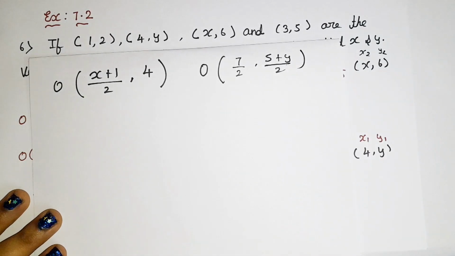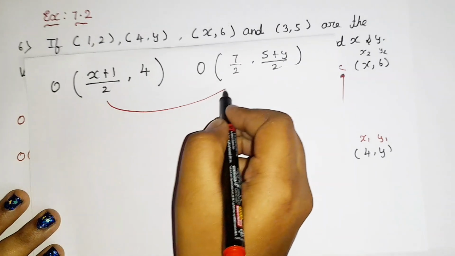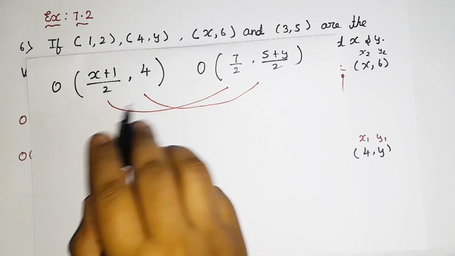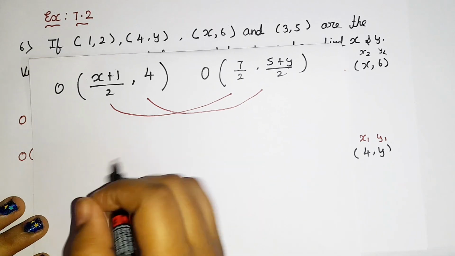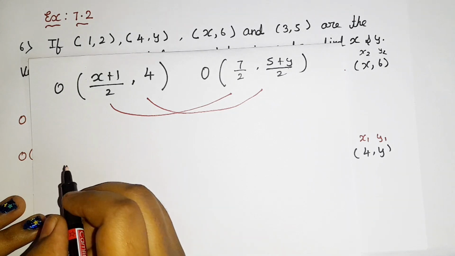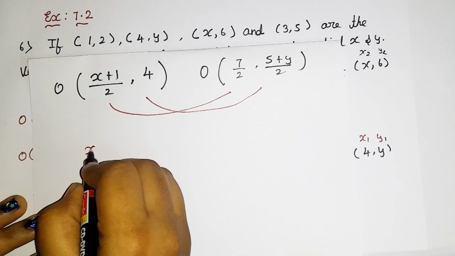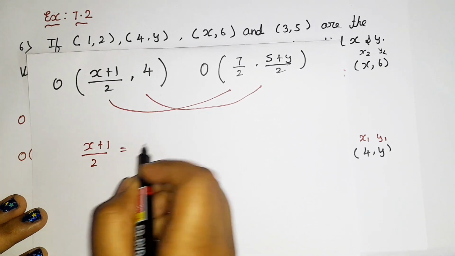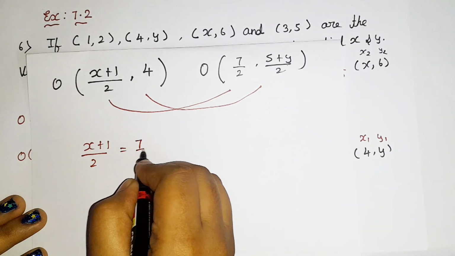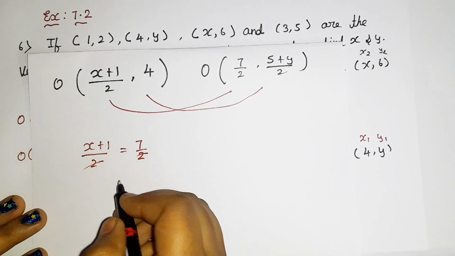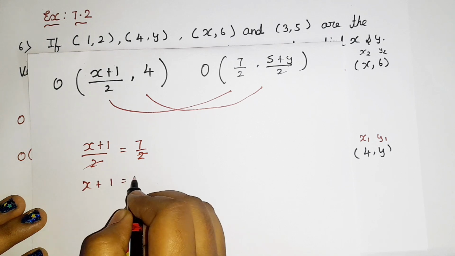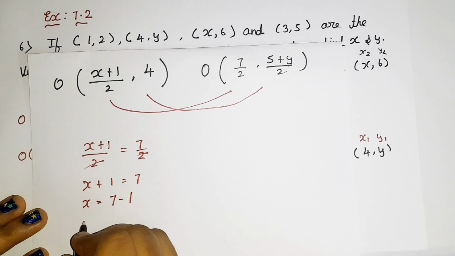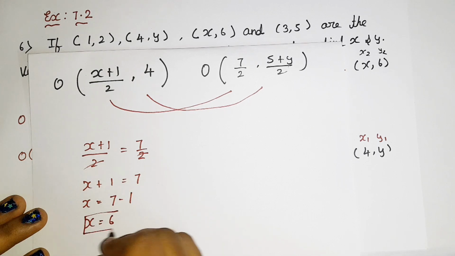Now I am going to match them like this, because only then can we find the x and y values. Here I have x plus 1, and I am going to equate it to 7 by 2. Now we can cancel 2, so we get x plus 1 is equal to 7. When the 1 comes to this side, it changes into minus 1, so x is equal to 6. Likewise we got the x value.